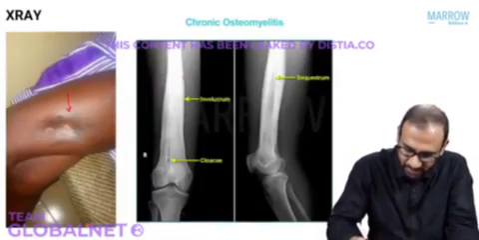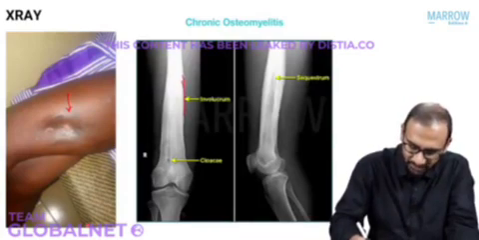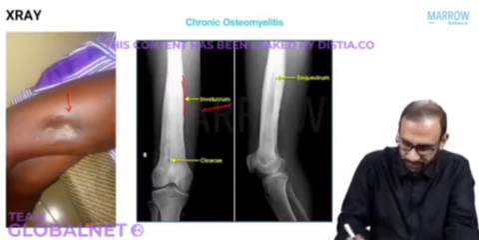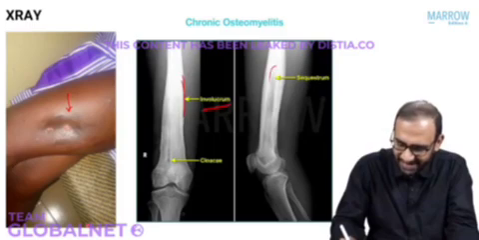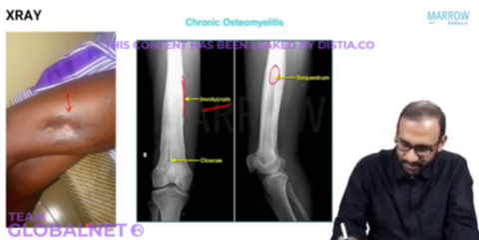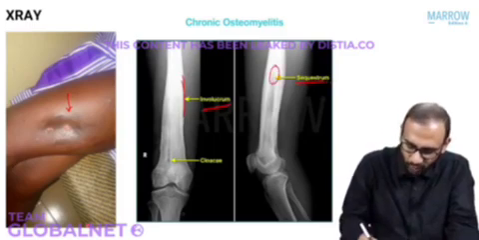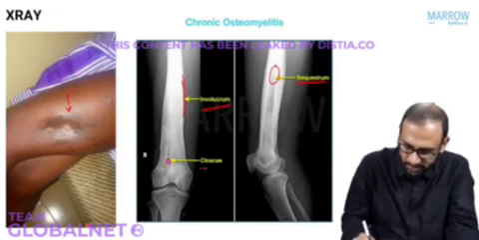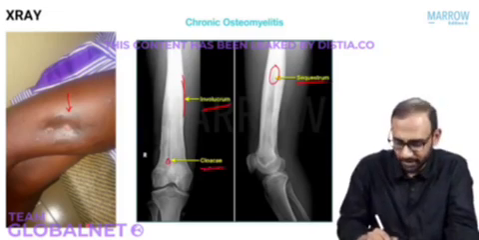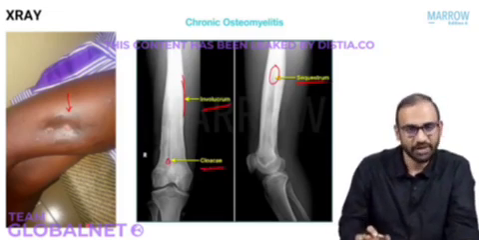On X-ray, there will be this dense new bone that is formed on the surface of the periphery that is known as involucrum. And there will be this white dense bone in the center. That is your sequestrum. And there will be an opening in the involucrum that is known as cloaca. And I've explained all of these things to you. So this will be the findings on X-ray.